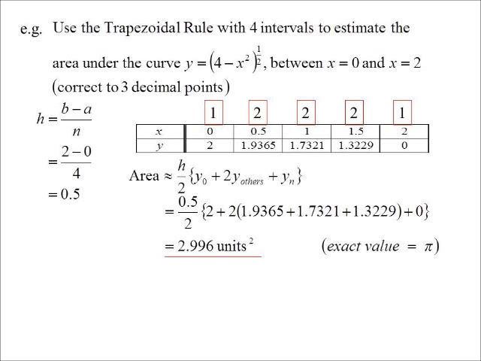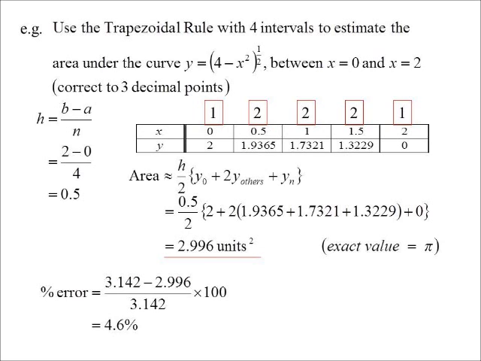Well, the actual area turns out to be pi, because we're talking about a quarter of a circle. We're going from 0 to 2. The radius is 2, so it's a quarter pi r squared, quarter of 4 pi. Pi would be the exact value, 3.14159265358979 approximately.